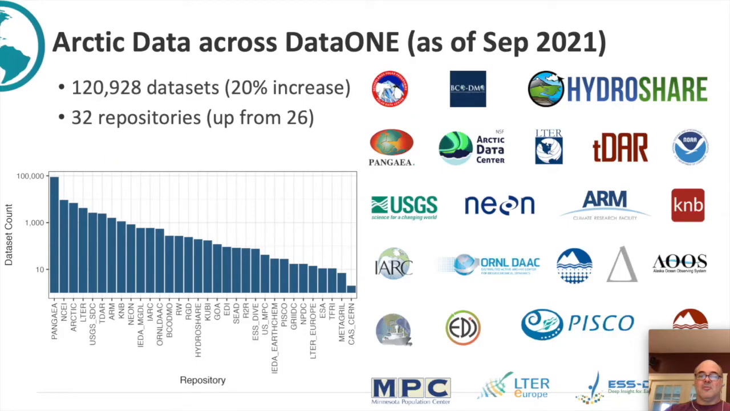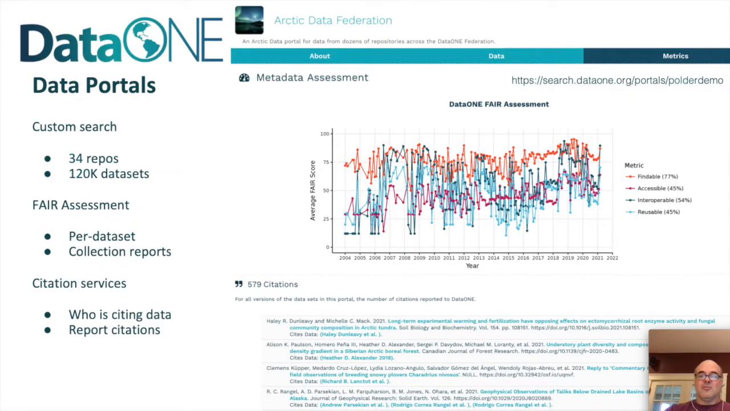So over the last year, we've increased the number of datasets in the data catalog from the Arctic about 20% to 120,000, representing about 32 different repositories. Some of those are quite large. The Pangea and NCI and Arctic repositories are all quite large, but the collection is providing diverse access to many repositories around the world.